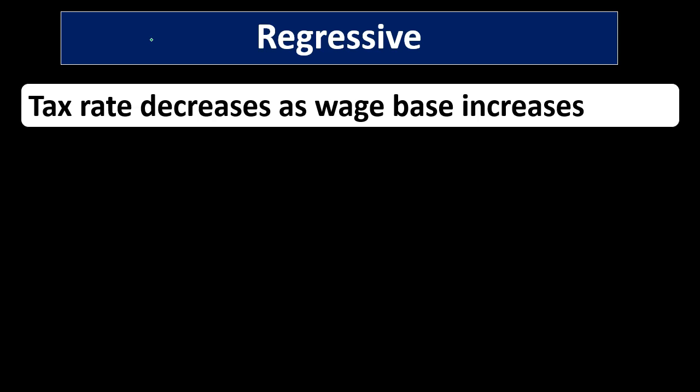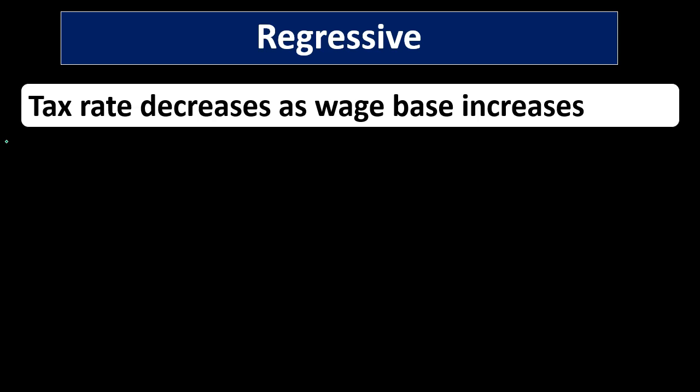Again, it's usually a little bit more complicated than to just say, well, this type of tax is regressive or not, because taxes are usually more complicated than just a straightforward type of tax, which is either a flat tax or a progressive tax. There's usually more factors involved. So a regressive tax is one where the tax rate decreases as the wage base increases. So the tax rate actually goes down as the wage base increases.